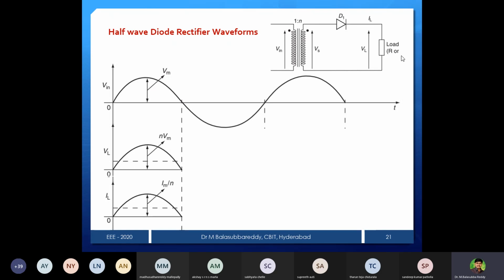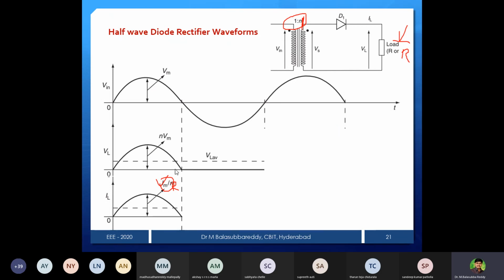Here some people use R or N, but you can use R directly, which is the easy conventional way. This is V by R, that will give the current. But the magnitude is Im by N because of the secondary turns. So forget about the turns. Let's make it 1:1, which means the output current is equal to V by R. That's all. That is the magnitude.